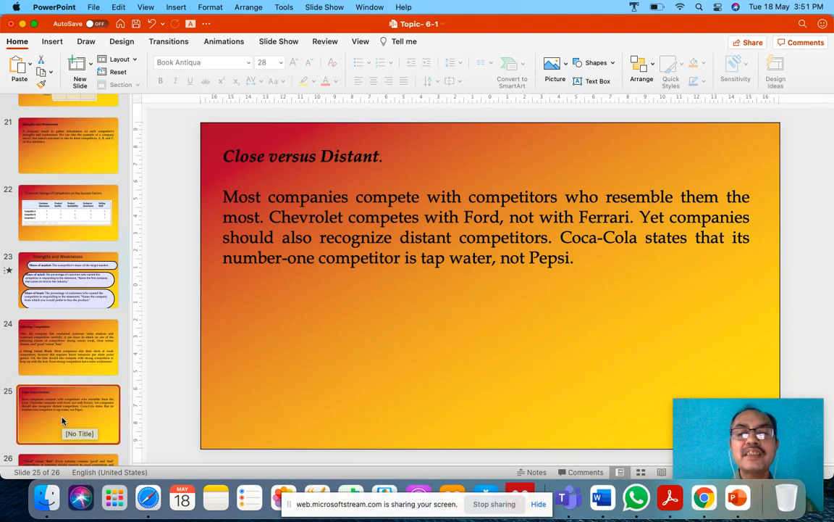Another is close versus distant. For example, Chevrolet competes with Ford, not with Ferrari or Rolls Royce. We should also recognize distant competitors. Coca-Cola states that its number one competitor is tap water, not Pepsi. We should understand that, because you are going to satisfy the same need. Even a glass of water can definitely substitute Pepsi or Coca-Cola, as it is a natural requirement for a human being.